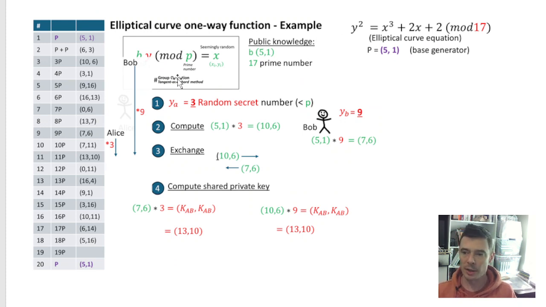So in conclusion, the elliptical curve equation here is just a one-way function. It can be used to build the cryptographic public key ecosystems, and it solves the key distribution problem.